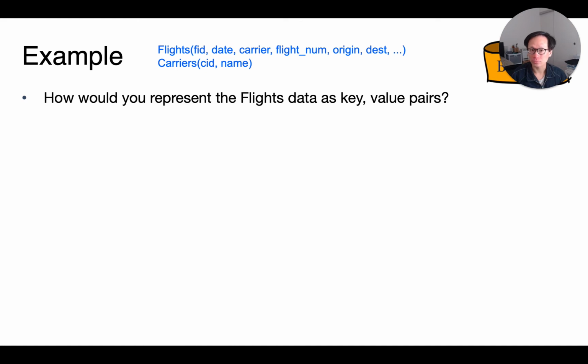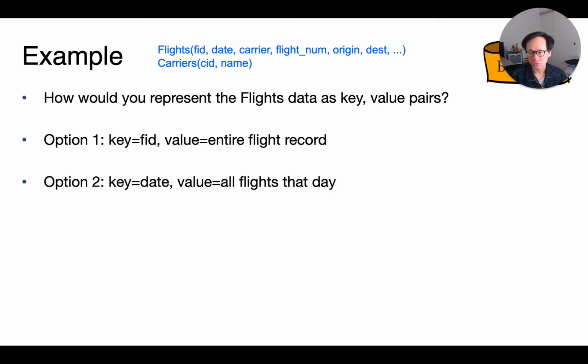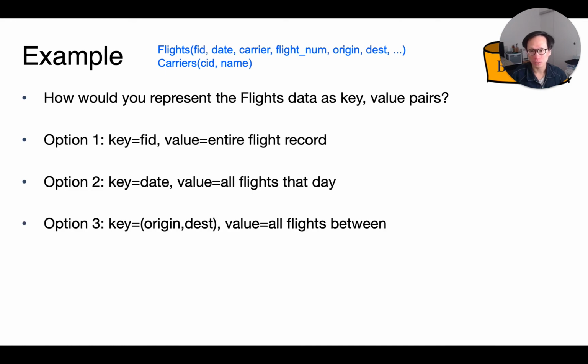So let's see an example. Suppose we have a flights dataset consisting of individual flight and carrier information. We can either store each flight's ID as the key and the rest of the data as the associated value. Or we can key on each flight's date and store everything else that happened on that date in terms of all the other flights as its associated value. Or we can even use each flight's origin and destination together as the key and store everything else as the associated value. I encourage you to think about how query processing will work under these different options.